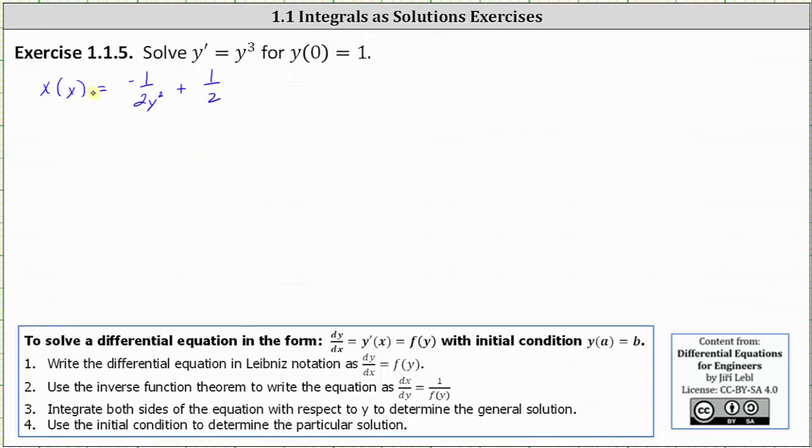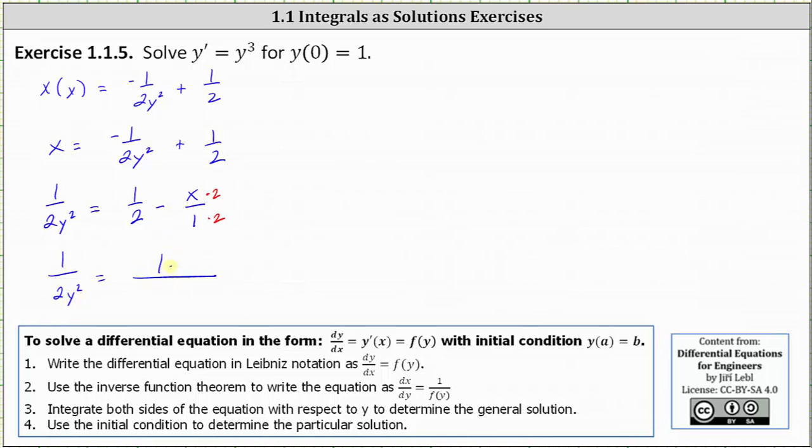Let's first replace x of y with x, giving us x equals negative 1 divided by 2y squared plus 1/2. Let's isolate the term with the y squared in it by adding it to both sides, and we'll also subtract x on both sides, which gives us 1 divided by 2y squared equals 1/2 minus x. Let's write minus x as minus x over 1. Let's go ahead and subtract on the right by obtaining a common denominator, which is 2, which gives us 1 divided by 2y squared is equal to 1 minus 2x divided by 2.